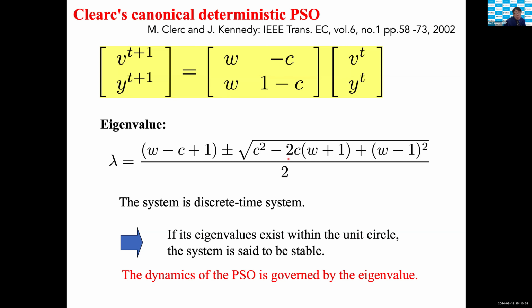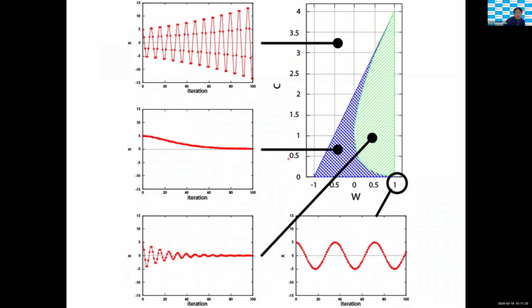This system is a discrete time system. Therefore, if these eigenvalues lie within the unit circle in the complex plane, the system can be considered stable. In other words, the dynamics of the PSO are governed by these eigenvalues. This figure has the inertia coefficients on the horizontal axis and the acceleration coefficients on the vertical axis.